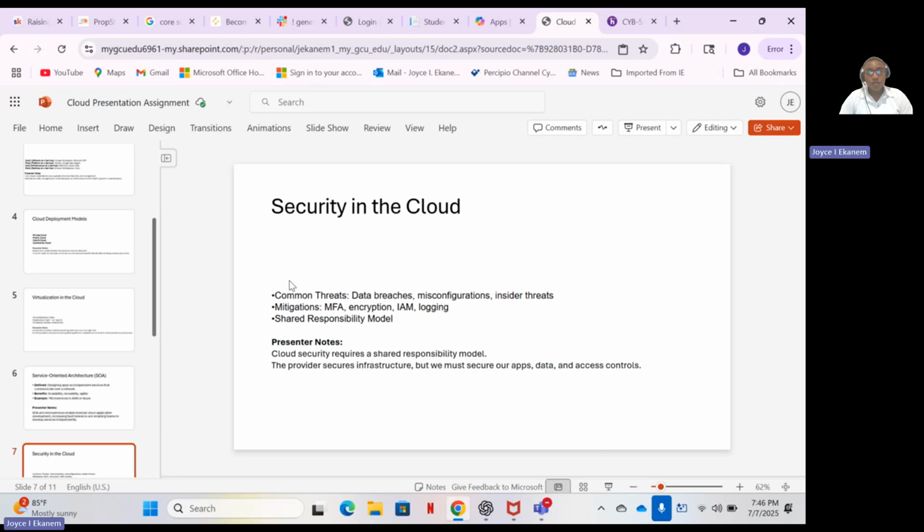Security in the cloud. Common threats for cloud computing are data breaches, misconfiguration, and insider threats. Some mitigations for these threats are MFA, that's multi-factor authentication, encryption, identity access management, and implementing logging. Shared responsibility model. Cloud security requires a shared responsibility model. The provider secures infrastructure, but we must secure our application data and access control.